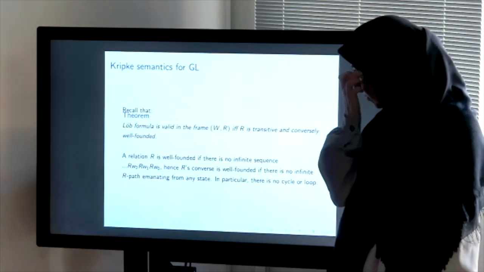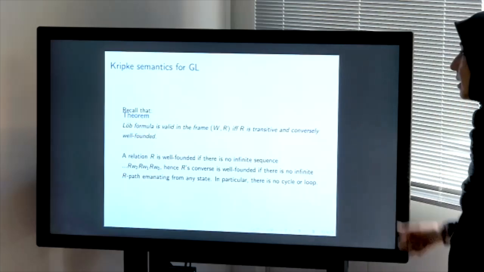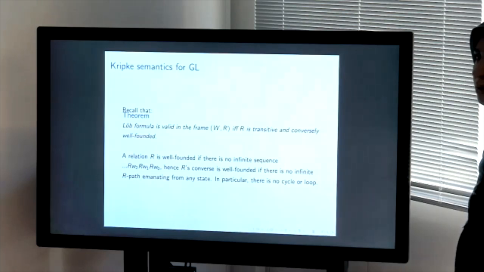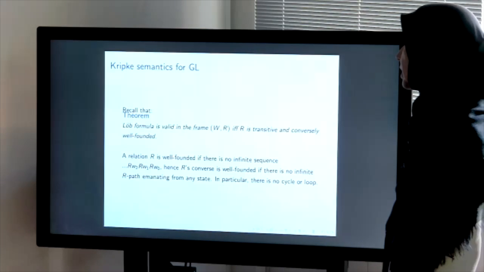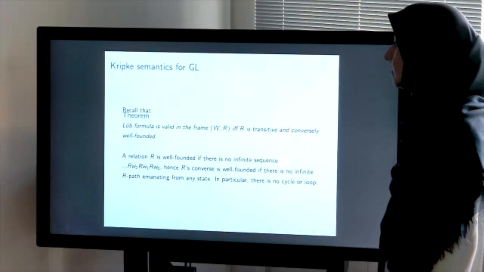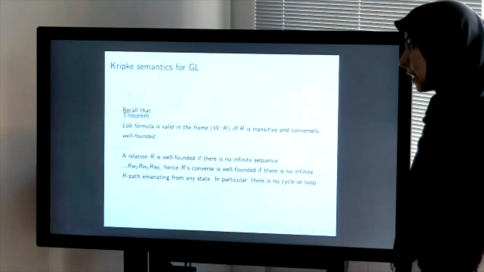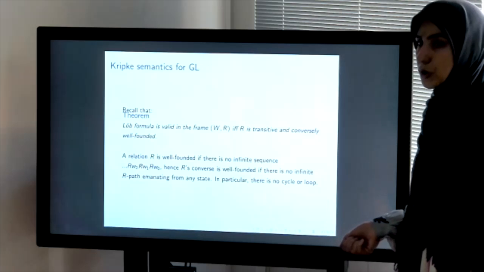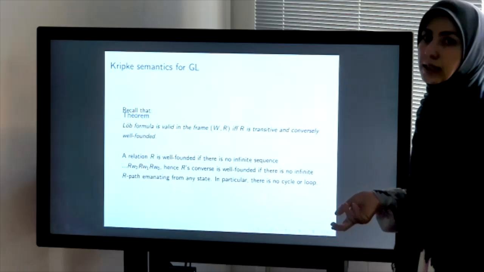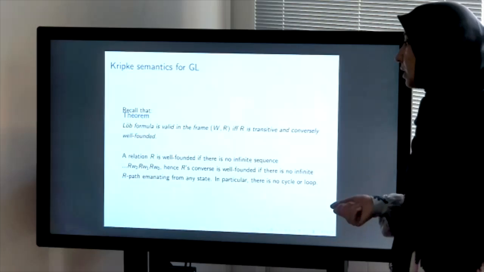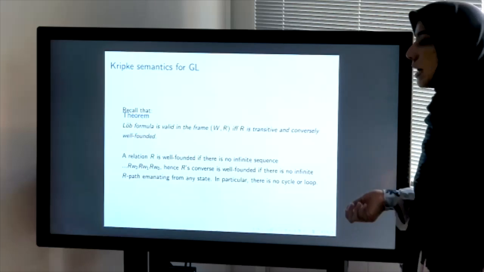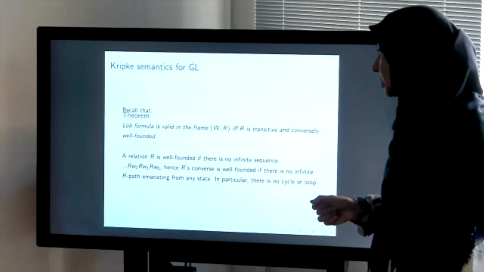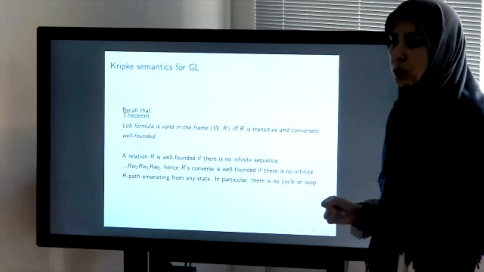If you remember, in c-semantics, we said that the Löb formula is valid in the frame (W, R) if and only if R is transitive and conversely well-founded. A relation R is well-founded if there is no infinite sequence that ends at some point, so we can say that the converse of R is well-founded if there is no infinite path starting from some point. So in particular, we don't have any cycle or loop.